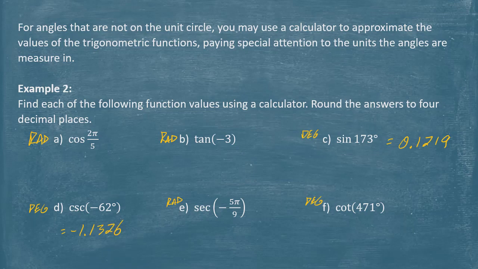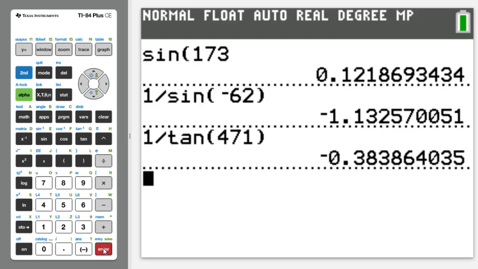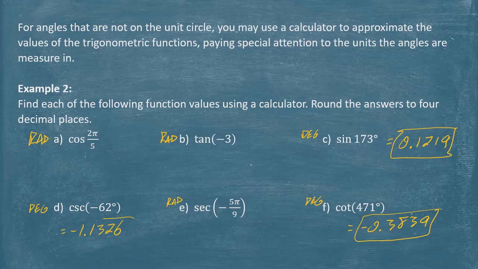And then the last one in degrees looks like was letter F, so I'll go ahead and do that one. It's cotangent, so I'll need to type in tangent and then flip it. So basically just do 1 divided by the tangent of 471 degrees. Press enter, and it gives me negative 0.3839. So there's my 3 ratios that were in degrees.